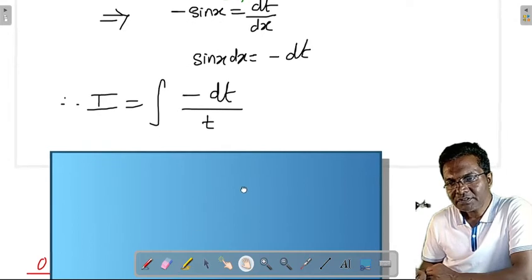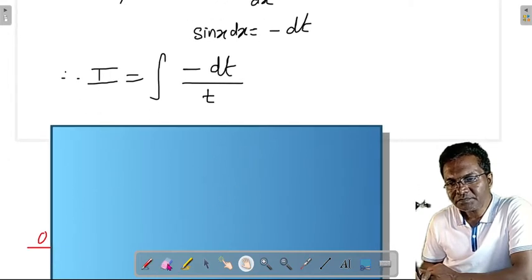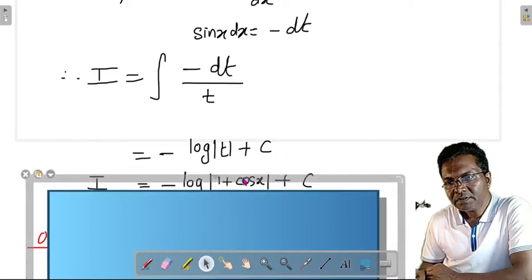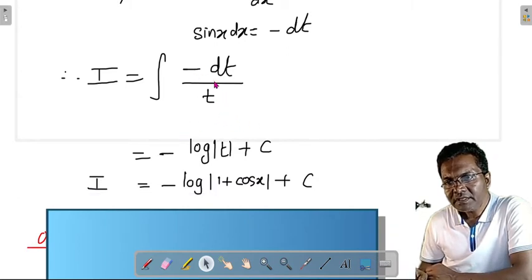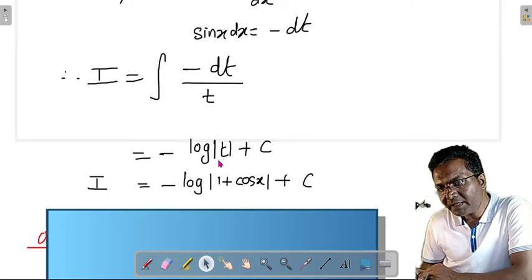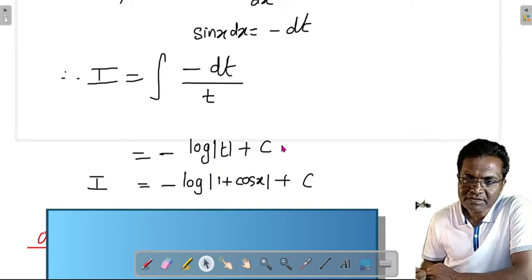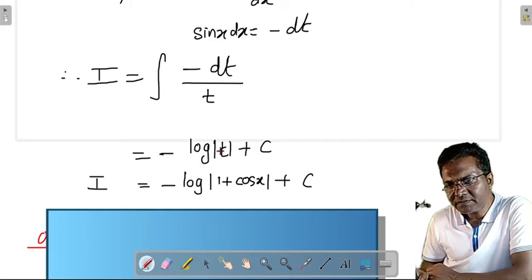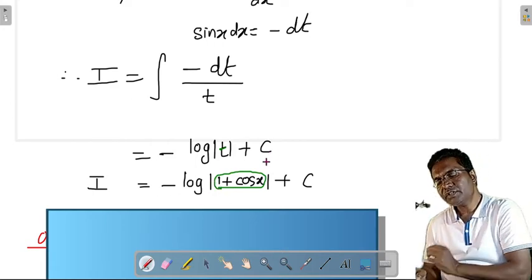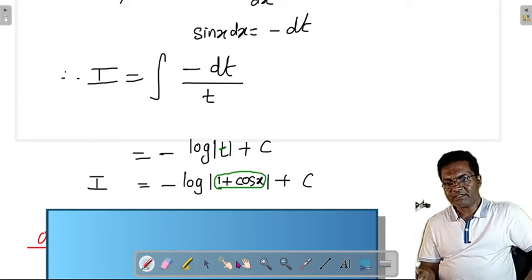So write the integral now. What is it? Minus as it is. The integration of 1 by t is log t plus c, and t is what? Your t is this 1 plus cos x. Okay, so this is your result.